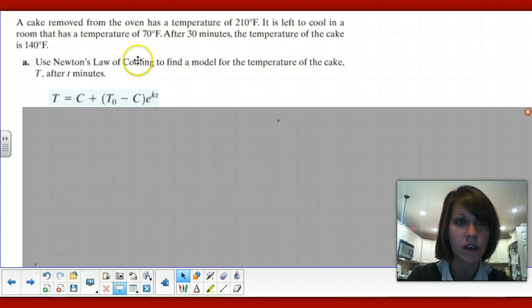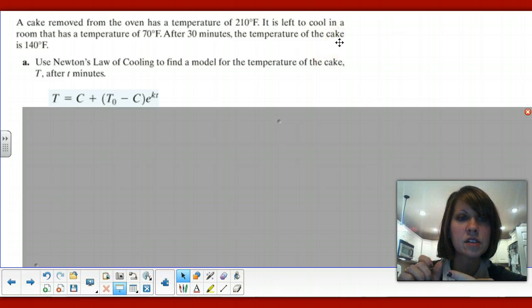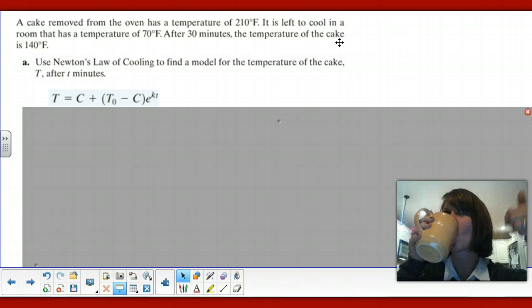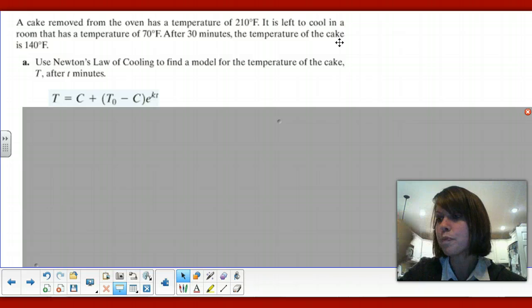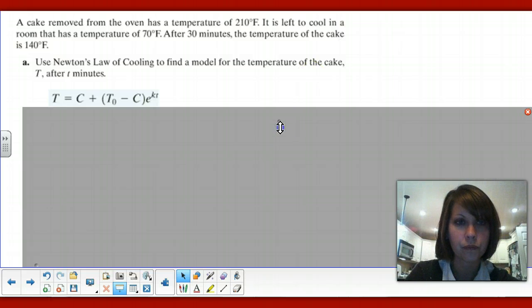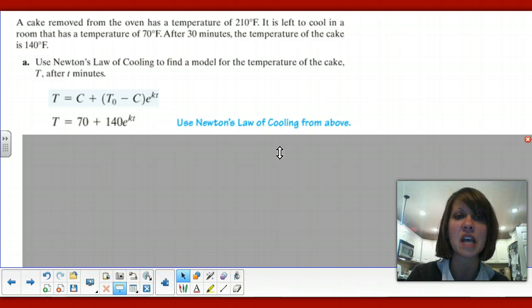Okay, based off of this, I want you to read through the problem again. What do we know? We were told 210, we were told 70, we were told 30, we were told 140. How do those numbers fit into the problem? Okay, so the 70 was the temperature of the room. That's the surrounding temperature. So our C was 70. The T naught was the initial temperature of the cake when it was removed from the oven. That was 210. So they did 210 minus 70 to get 140.